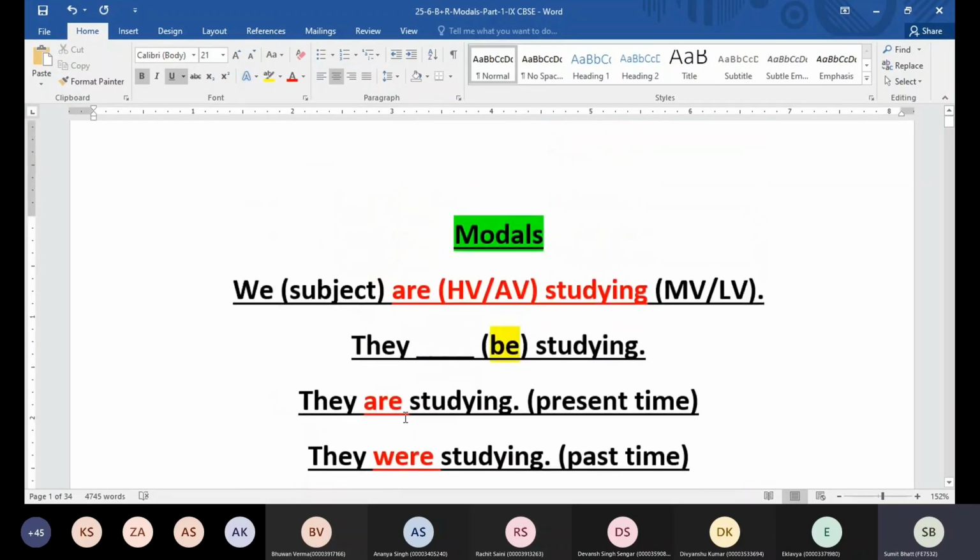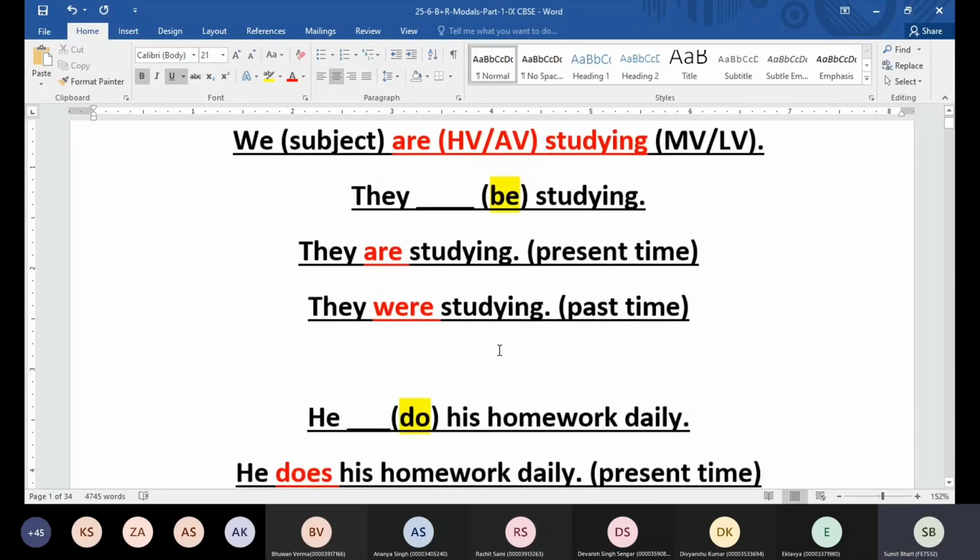So here, for example, when I say they are studying, we are using studying here. Can I simply say they are? Will that be right if I say they are only? No, sir. Okay.